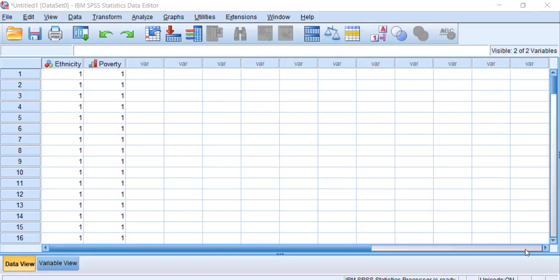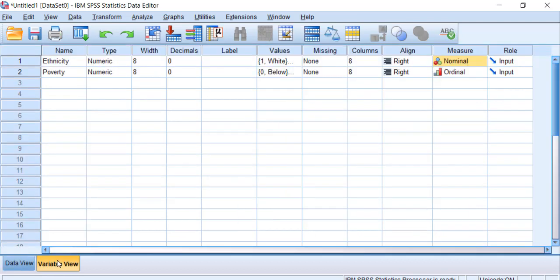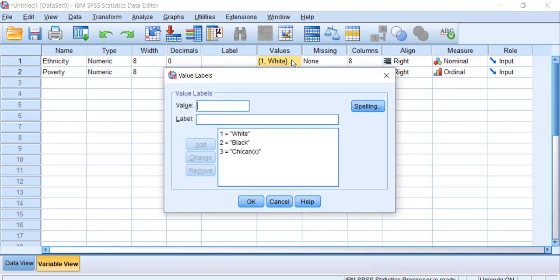Hi class, this video is going to walk through doing a chi-square test in SPSS, and we're going to do it with a data set with 100 individuals and a data set with 200 individuals. Within each data set, you'll see that we have ethnicity coded as 1, 2, and 3, and then poverty coded as 1 and 0. When you look into the variable view, you can see that 1 is for individuals who are white, 2 black, and 3 Chicano.